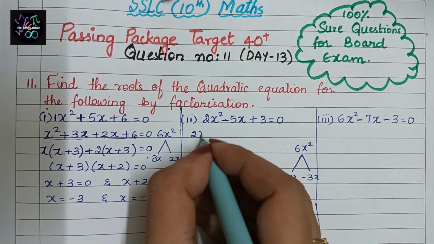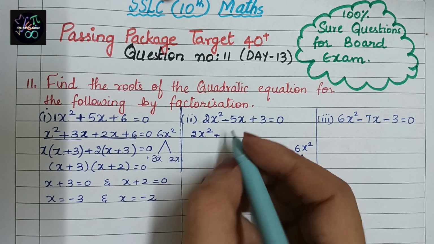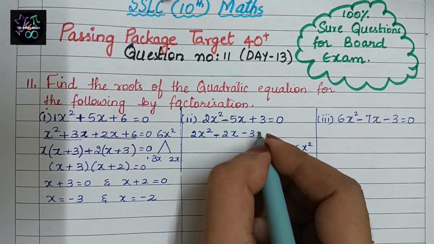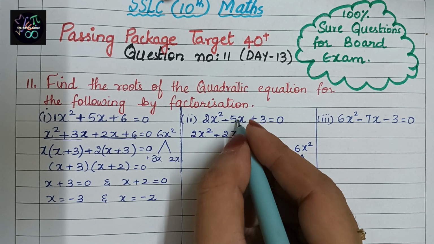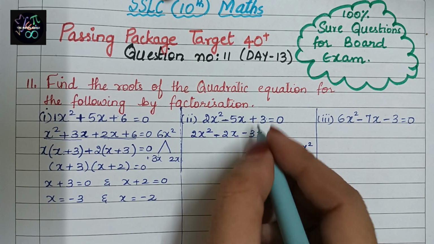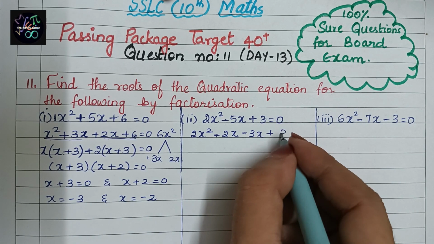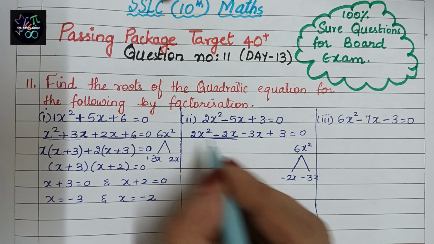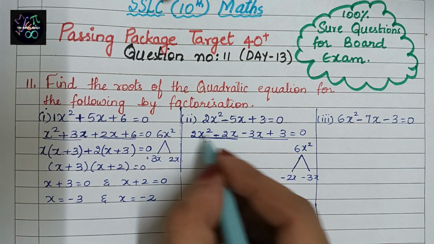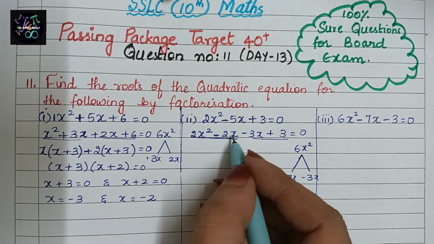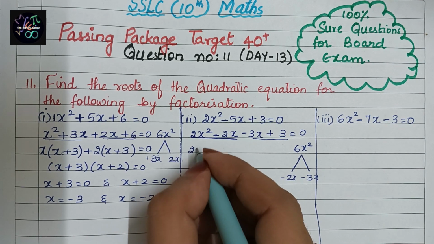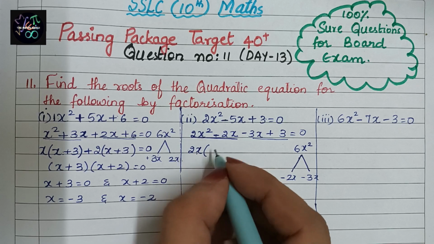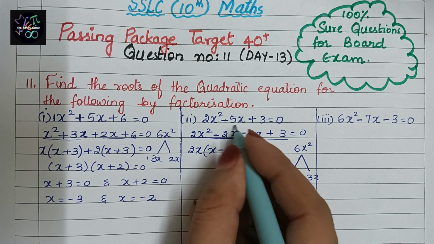So 2x square minus 2x minus 3x. In place of the middle term, what we wrote? Minus 2x minus 3x, plus 3 as it is, equal to 0. Now group of 2. First group, second group. In the first group, what is common? We can see 2 is also common and x is also common. So we will write 2x as common. What remains? 2 and 1x outside common. So 1x remains. Here the whole 2x is common.